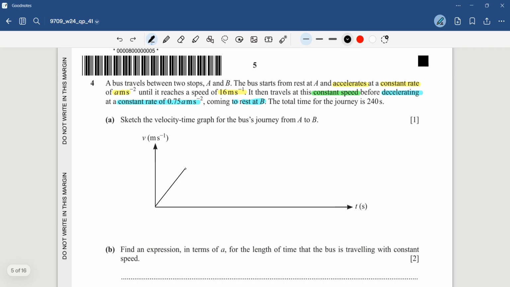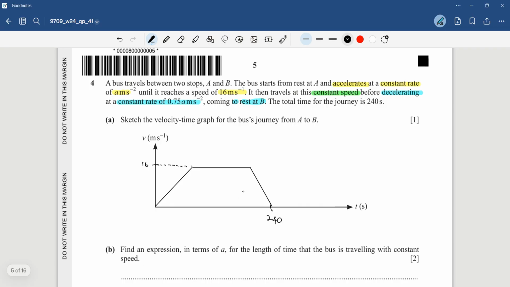Okay, so this will be 16 because it's given 16. Then it travels for constant speed, and then will be decelerating. Okay, and total journey is 240.